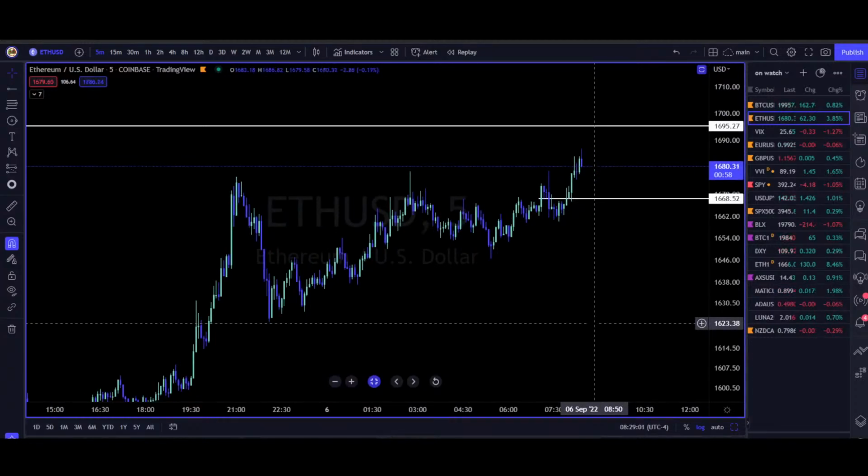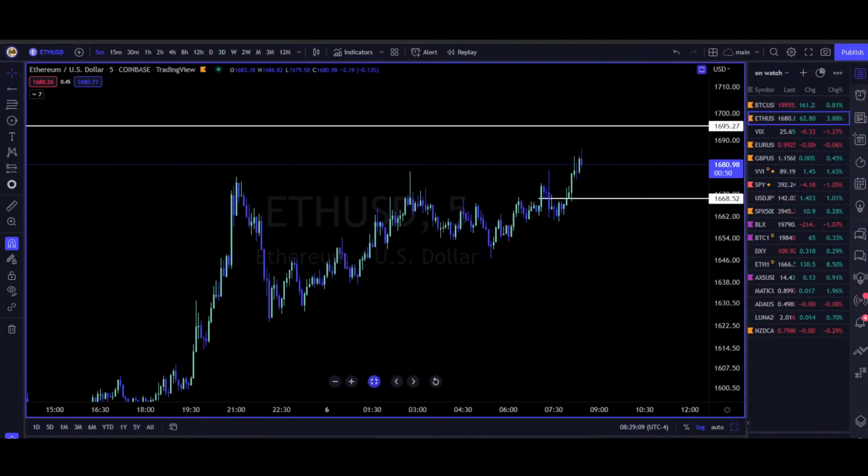And at 10 o'clock, we do have potential big news coming up. High impact news event, and that's going to be manufacturing. ISM non-manufacturing PMI. It's forecasted to be a little bit lower. Previous was 56.7. Forecast is 55.1.